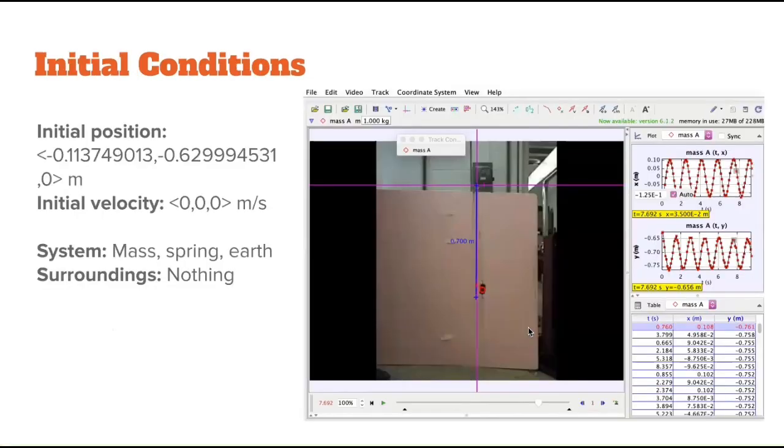First, in Tracker, I imported the provided video and calibrated the distance from the spring's fixed end to the mass's center, and that is 0.7 meters. And I then set the origin at the spring's end. Since the object is initially at rest before release, its initial velocity is 0 meters per second. And then, after tracking the mass, I extracted the initial position, which is shown here.